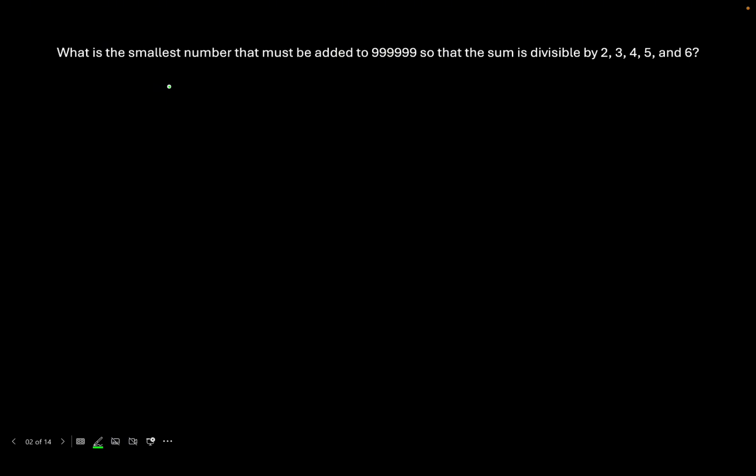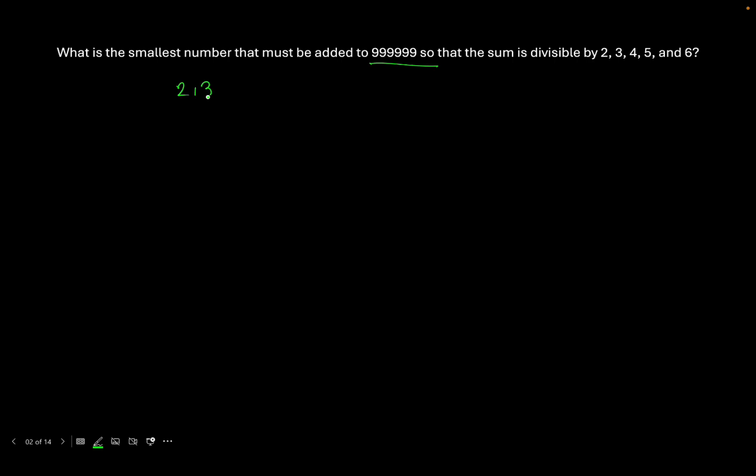So the question is, what is the smallest number that must be added to this number so that the sum is divisible by 2, 3, 4, 5 and 6. So the first thing we need to do is find the LCM of these terms.